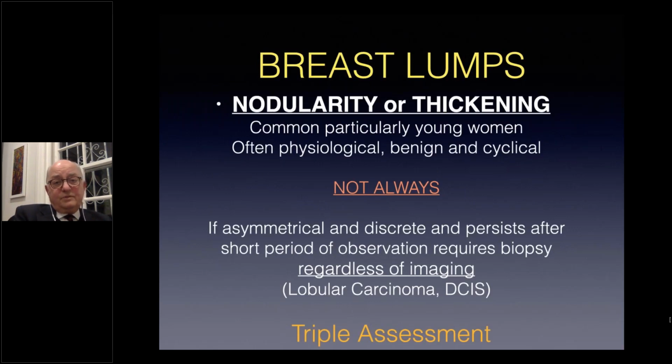If we now look at breast lumps, which is probably the second most common thing we see, firstly, there are the patients that are referred with nodularity or thickening in the breasts. Now, this is often a very difficult clinical situation to sort out. It's common, particularly in young women. It's most commonly a normal physiological event, which is benign and cyclical. And if you have a patient like that who comes complaining of nodular or thickened breasts, and they fall into this group of young women, it's cyclical and they're young and there are no other specific features.